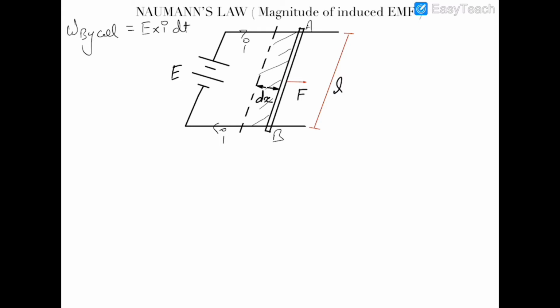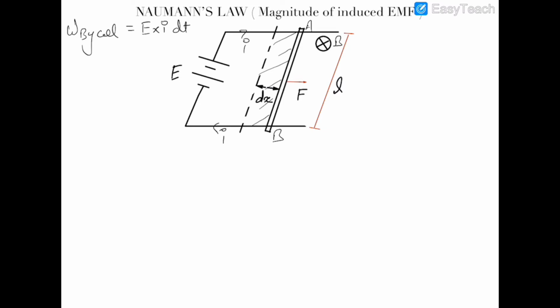Now which force is displacing this rod? You can see that if current I is flowing through the rod from A to B, then there would be some magnetic force acting on this rod, because there is a magnetic field present in this region which is pointing in the downward direction. So in this downward magnetic field, if this rod is carrying current, then some magnetic force would be acting on this rod, and the direction of this magnetic force can be predicted by Fleming's left hand rule.